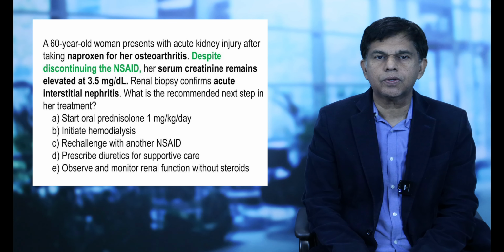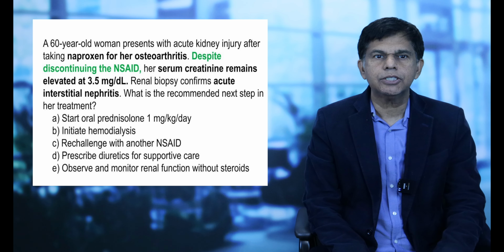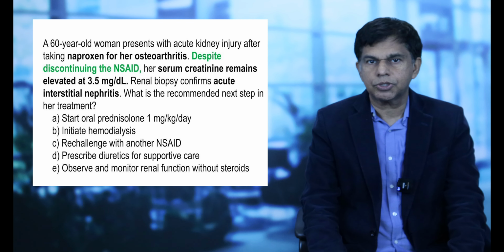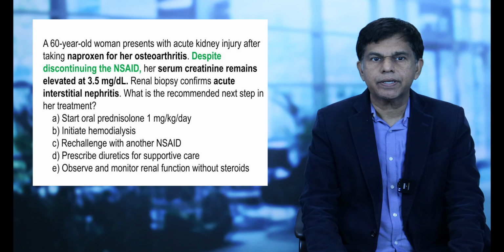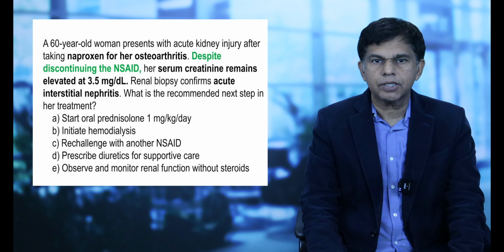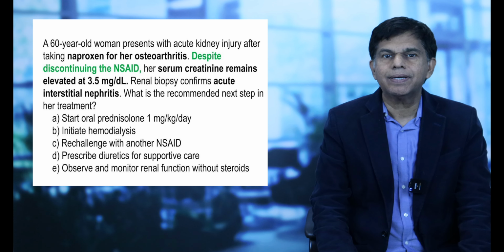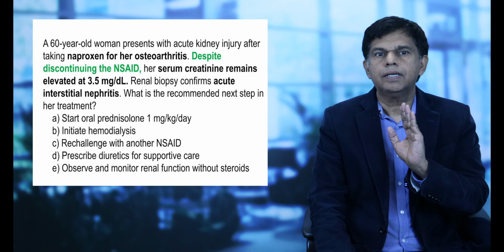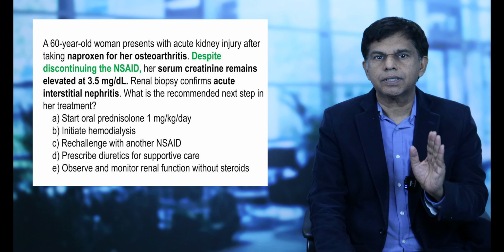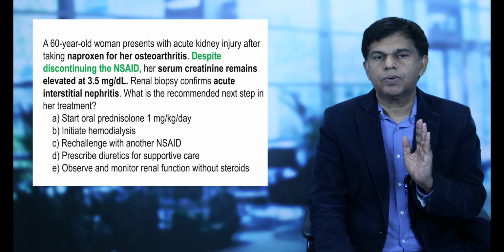A 60-year-old woman presents with acute kidney injury after taking naproxen for osteoarthritis. Despite discontinuing the NSAID, her serum creatinine remains elevated at 3.5 milligrams per dL. Renal biopsy confirmed acute interstitial nephritis. What's the recommended next step in the treatment? Here, always the first step, they discontinue the NSAID, but the creatinine is still high. So what should you do?